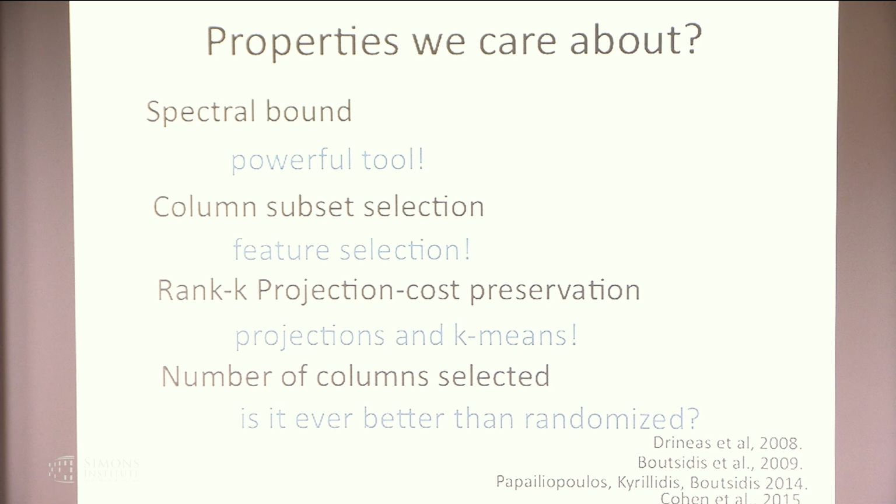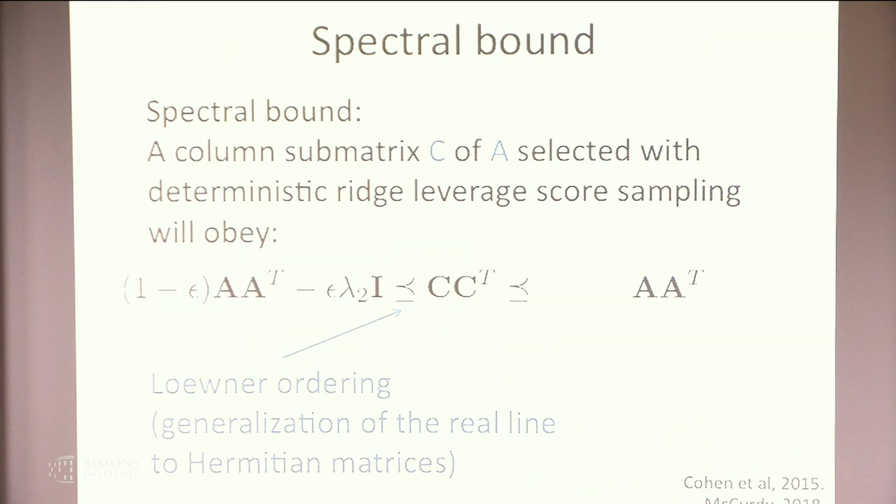I'm not going to write them all out formally. Instead, I'm going to tell you a little bit more about the spectral bound, which is the most powerful among them and allows you to get a lot of the other results. The spectral bound that we have is that a column submatrix C from A, selected with the deterministic ridge leverage score sampling algorithm that I sketched for you briefly before, will obey the following property. C transpose is less than A transpose on the right and greater than this quantity on the left.